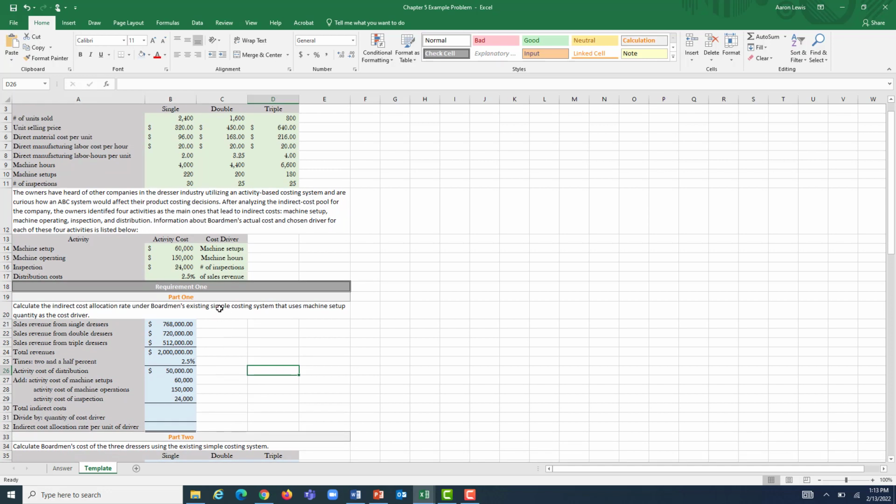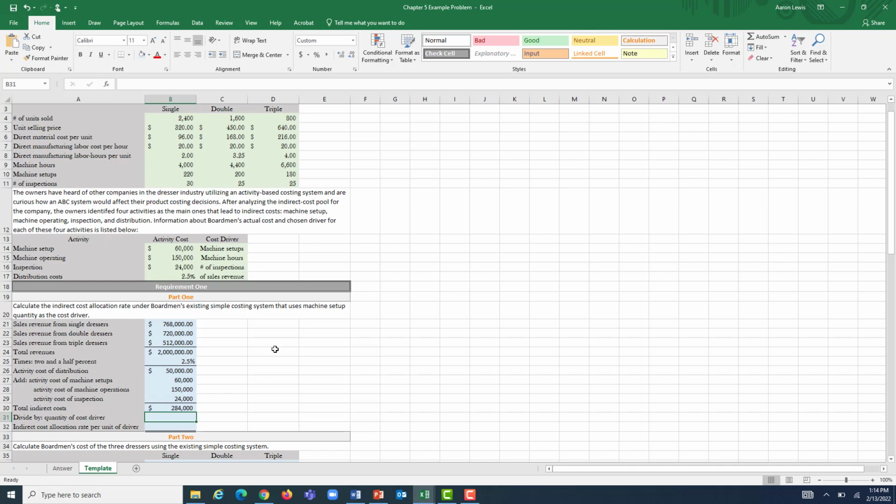They're using a simple system here. One pool, one driver, which means all of these costs are going to get bundled together in one pool. Well, if they're spending 50,000 on distribution and 60,000 on machine setups and 150,000 on machine operations and lastly 24,000 on inspections, that's a total of $284,000 worth of indirect costs that they expect to have in this pool throughout the period, when the period ends.